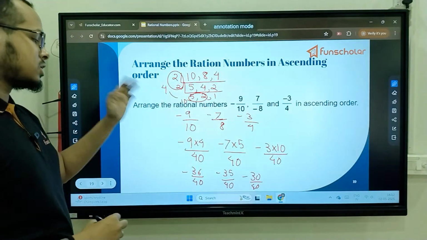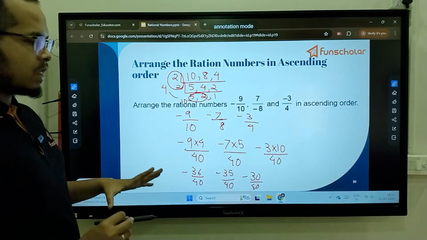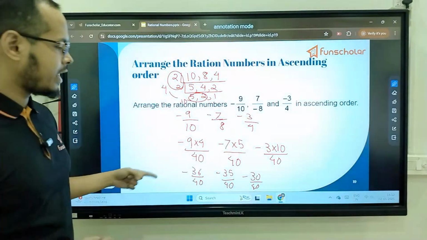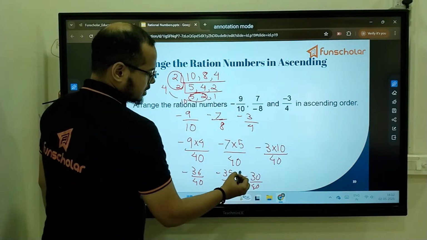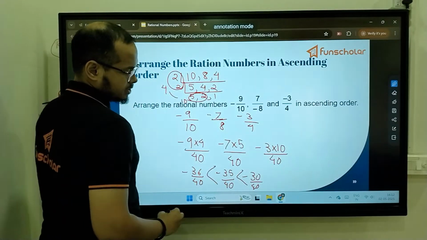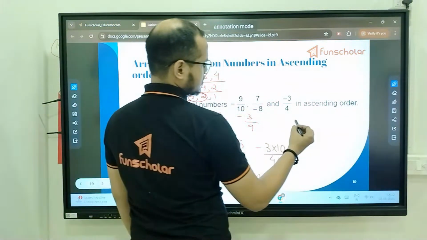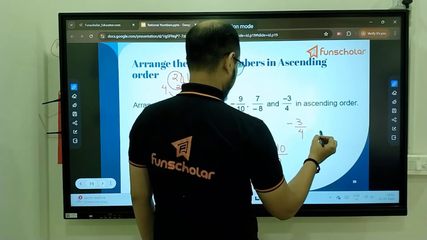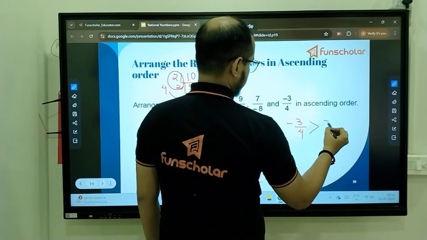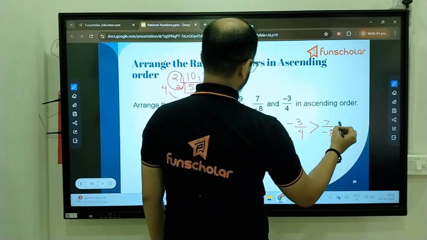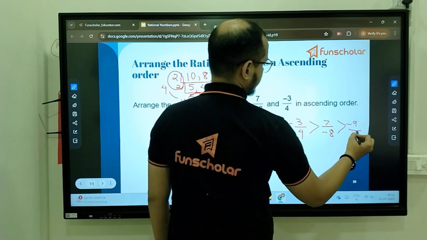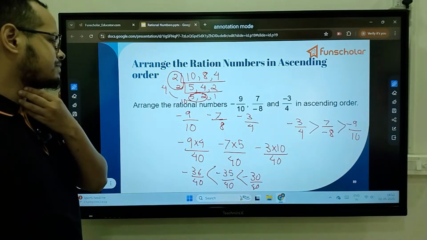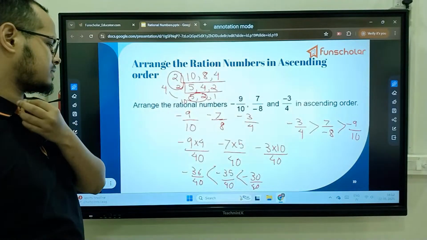Ascending order means from smaller to bigger. But negatives are present here, so this is the biggest number. The answer will be -3 by 4 is greater than 7 by -8 is greater than -9 by 10. This is the ascending order, from smallest to biggest.